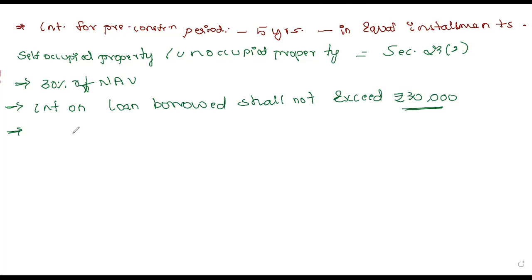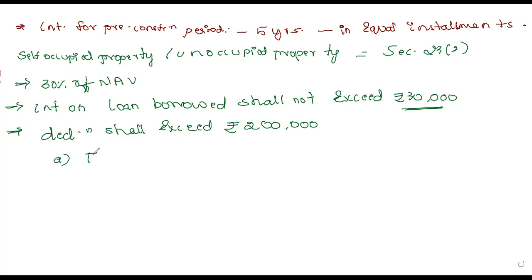Further to this, the amount of deduction shall not exceed rupees 2 lakh. The deduction may or may not exceed 2 lakh, but here the deduction will not exceed 2 lakh if any of the following conditions is satisfied. If those conditions are satisfied, then the amount of deduction will be 2 lakh. So we'll see the conditions one by one.